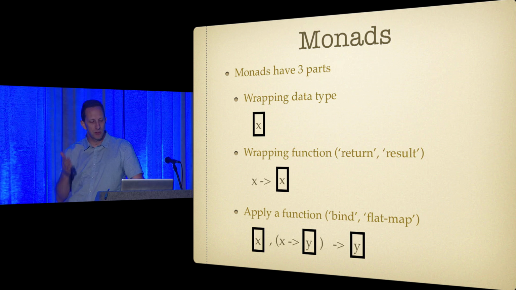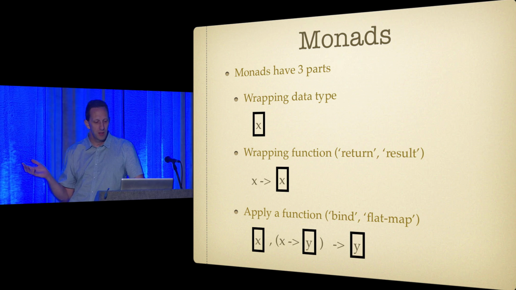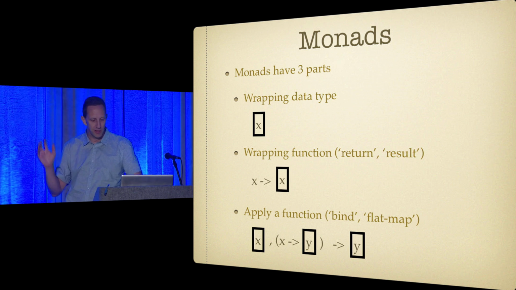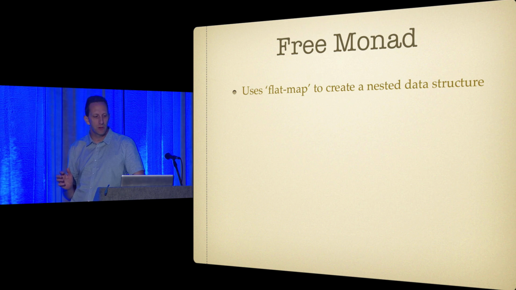And so you can see the signature for it. The x is a wrapped value. Inside the parentheses is a function that takes a plain value and produces a wrapped value, y. So then flat map takes those 2 parameters and gives you a wrapped value back. That's all it does. So a free monad is all a way to use that flat map function to create a nested data structure. That's all it is.